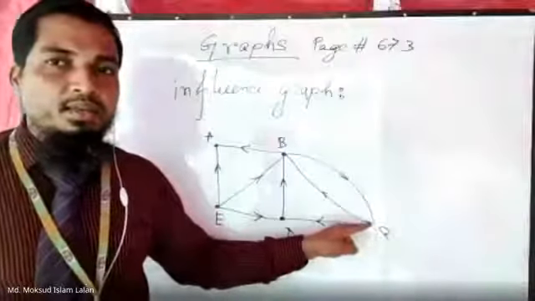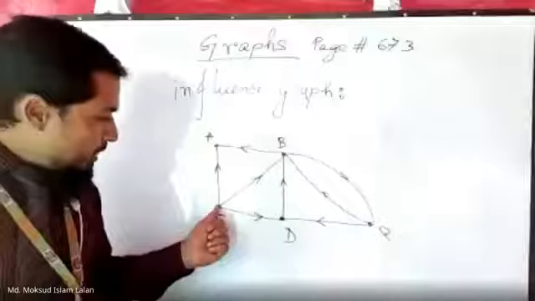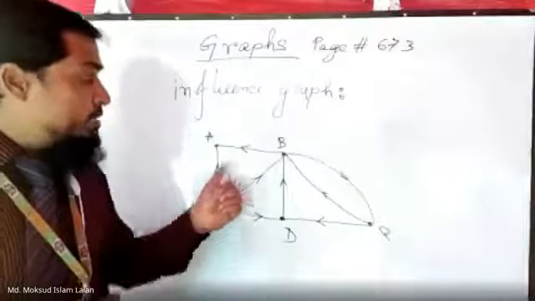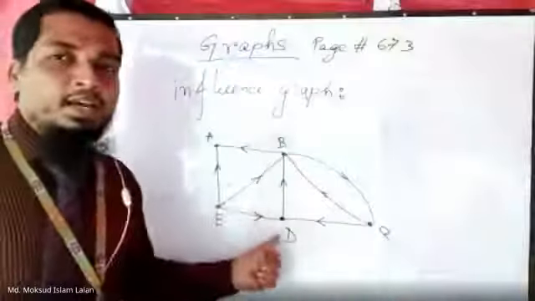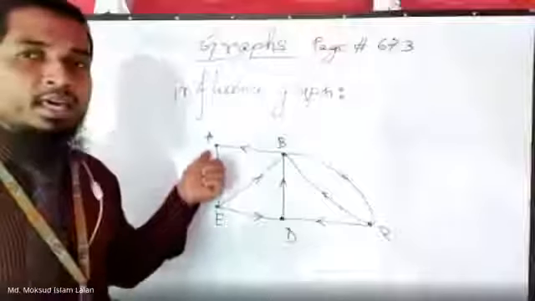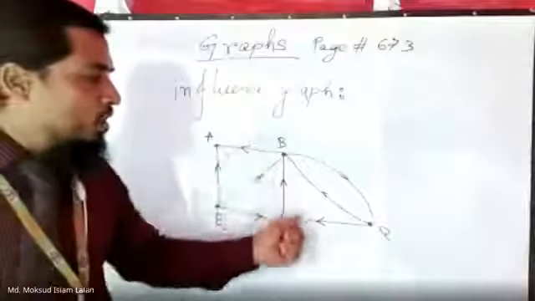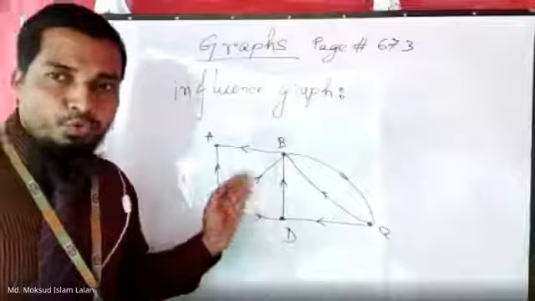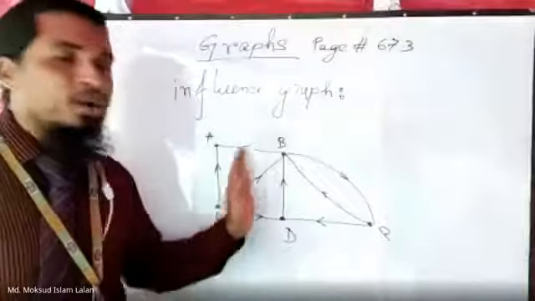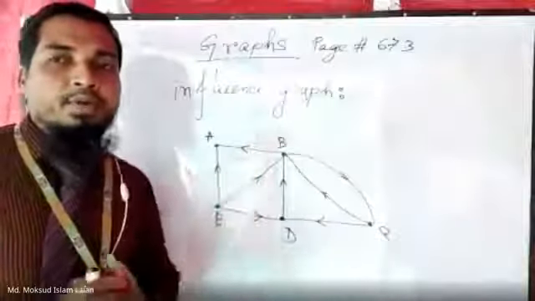So E is influenced by B. Can I say E is influenced by D? Yes, sir. E is influenced by A, right? Do you understand? Yes, sir. So this is called influence graph. So for influence, direction is important, right?